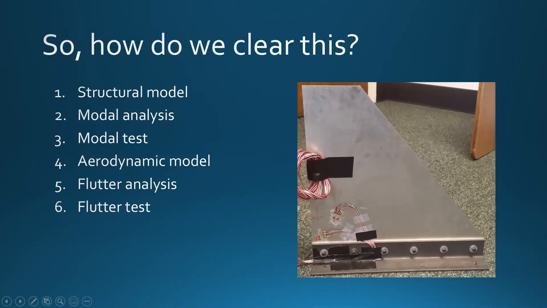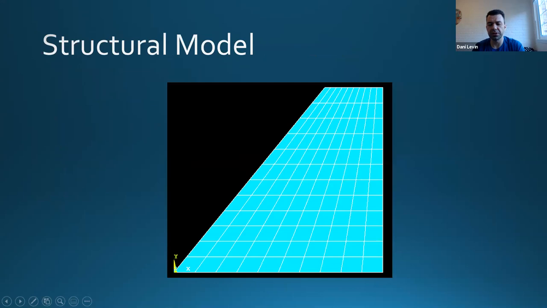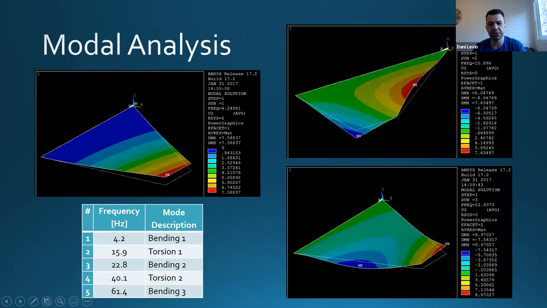Okay, so let's start with the structural model. The model is built in ANSYS, and because it's a flat plate, it's very logical to use plate shell elements to model this. So these are the discretization with elements. It's a very simple model and takes a very short time to build. The modal results are these. We have the first bending at 4.2 Hertz. This is the first bending. Then we have the first torsion, and then second bending. This is second bending, and the higher modes, which are less relevant now. Okay, this is the modal analysis.